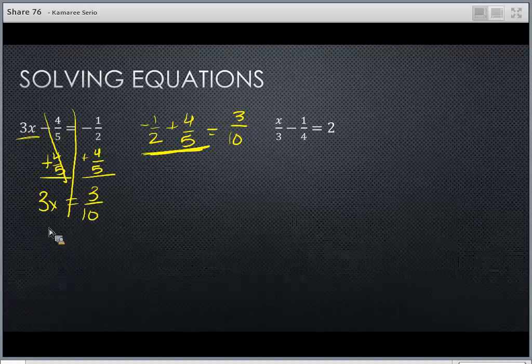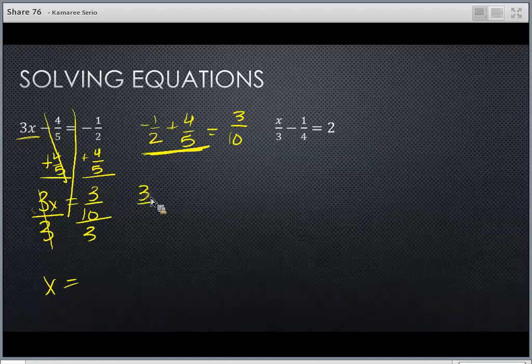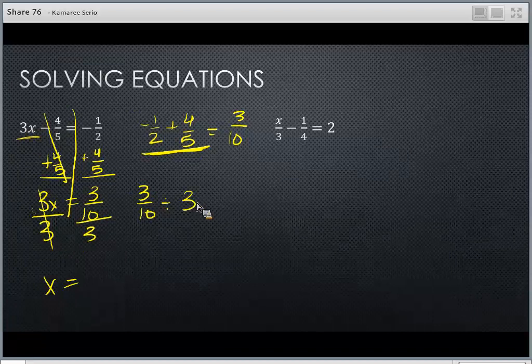All right. Now, I have 3 times x. So the opposite of multiplying by 3 is dividing by 3. So I'm going to divide both sides by 3. Now, I'm going to type this into my calculator from top to bottom. So I have 3/10 divided by 3. That is what I'm going to type in. 3/10 divided by 3. And I get 1/10.